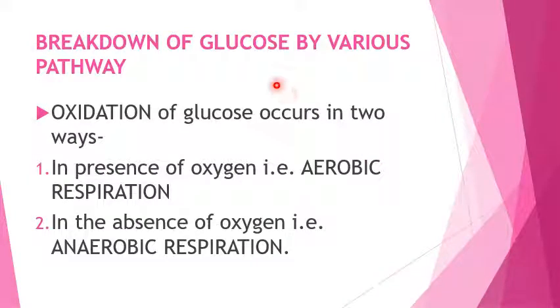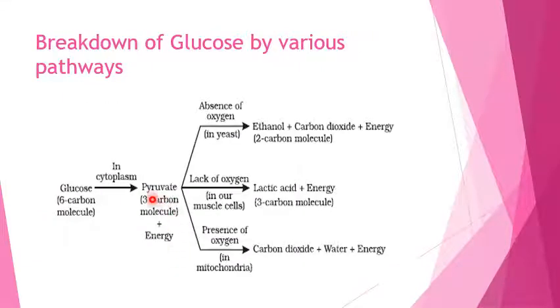So the breakdown of glucose, that is oxidation of glucose, happens in two ways. If it takes place in the presence of oxygen, we know the respiration as aerobic respiration, and if it is in the absence of oxygen, it is known as anaerobic respiration. In this flowchart you can see the various pathways. Glucose is converted into pyruvate in the cytoplasm. That process is known as glycolysis.